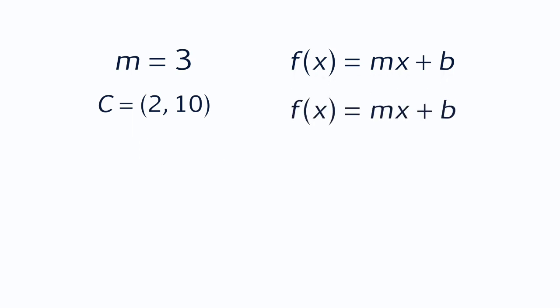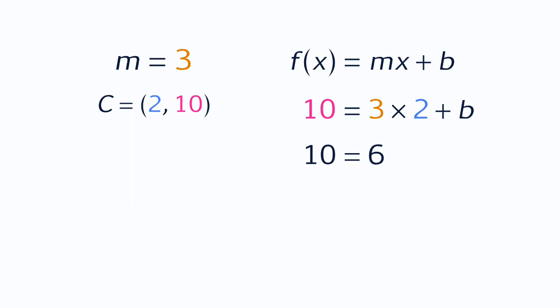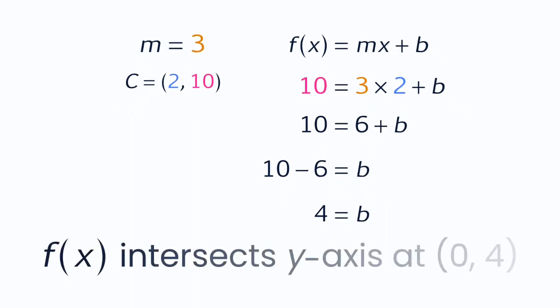Watch this. Insert the x-coordinate of point C at 2, 10, which is 2 for x. The y-coordinate of C tells us that f of x is equal to 10. Finally, insert 3 for m. Now you have the equation 10 equals 3 times 2 plus b. Solve the equation for b and you'll have your answer. 10 equals 6 plus b. So b equals 10 minus 6, which is 4. That means that the graph intersects with the y-axis at the coordinates 0, 4.